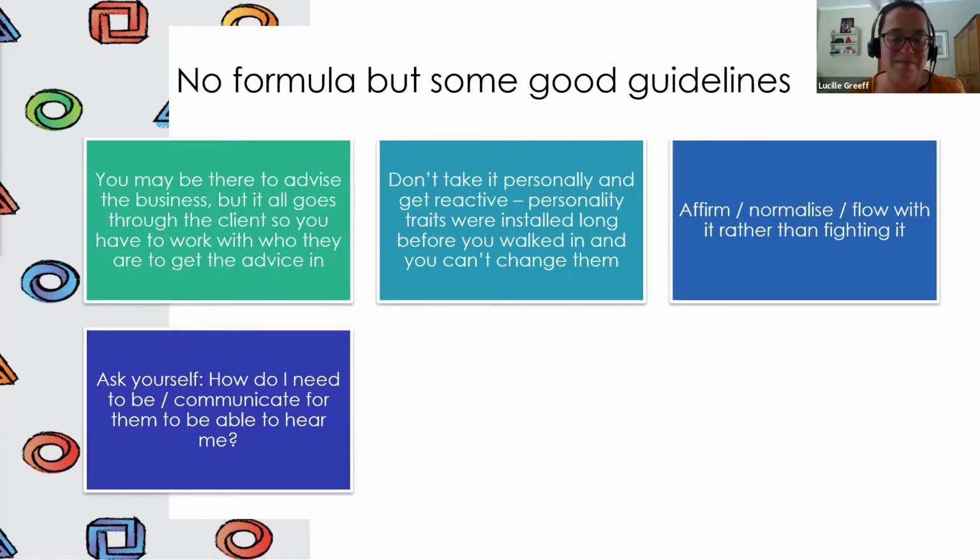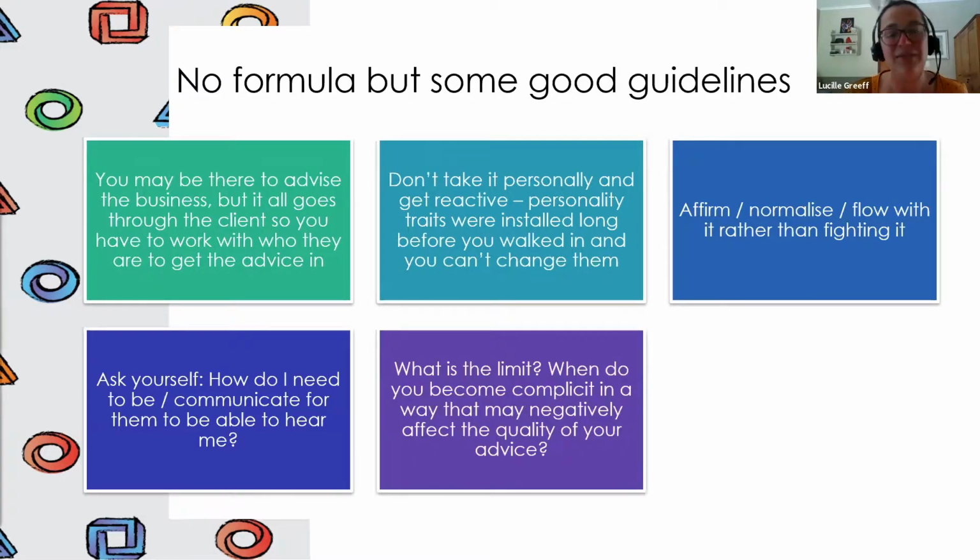is, Carl, thank you, what is the limit to how much you should adapt? When do you become complicit? So now you're kind of going along with their things and you become part of the problem in their business. And that will affect the quality of your advice. So if you're flowing with them too much, sometimes you become part of the problem.